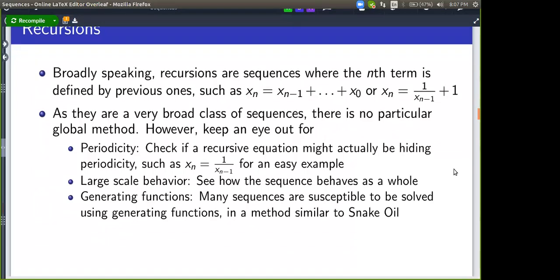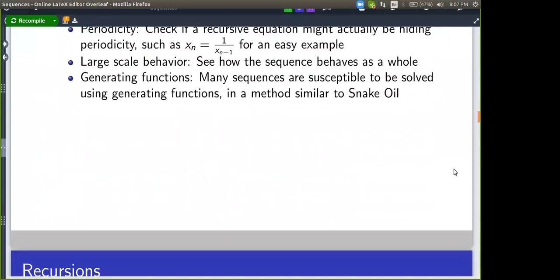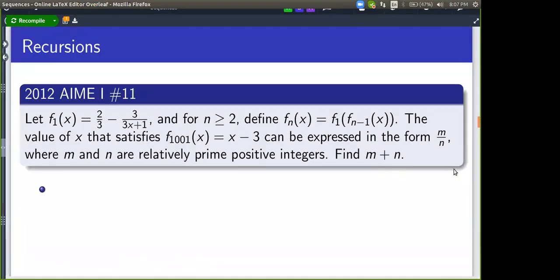So with that, we'll go to our first question. It's this problem from the 2012 AMC, so I'll give you a moment to read it over.